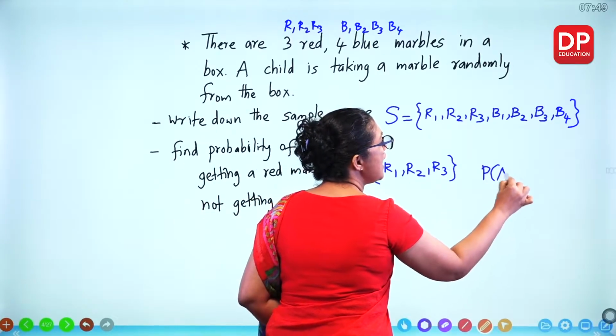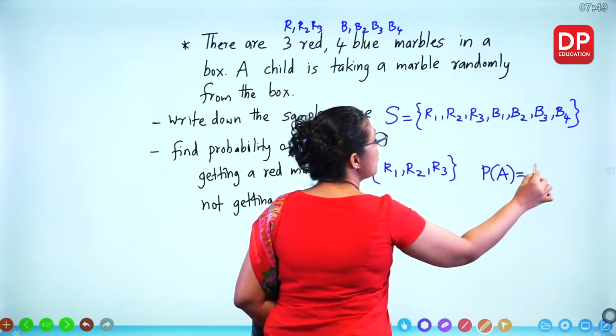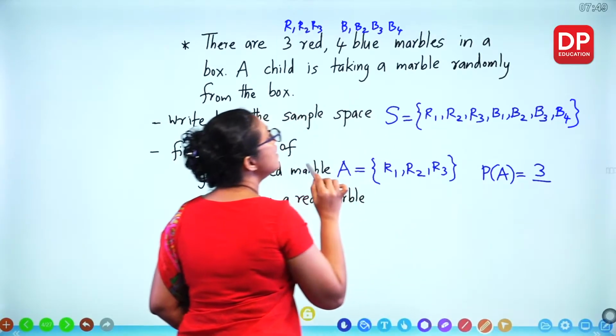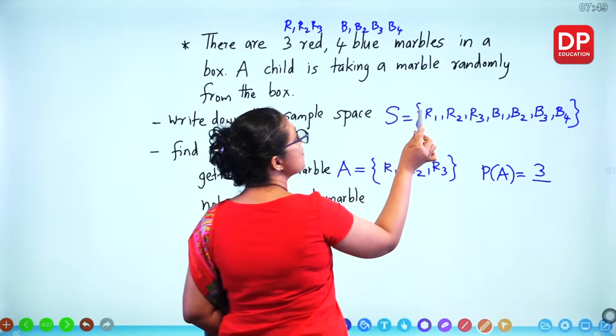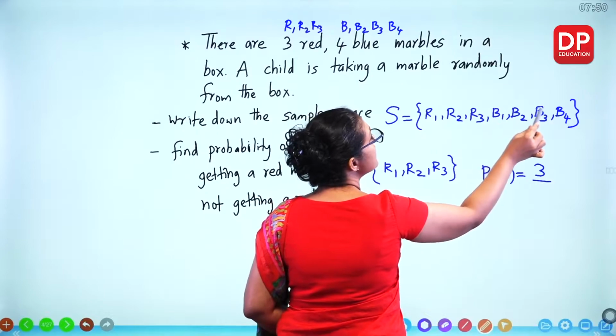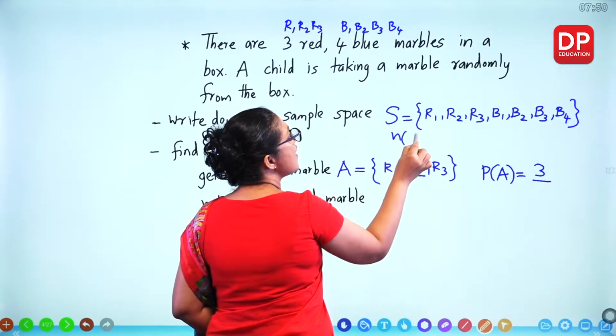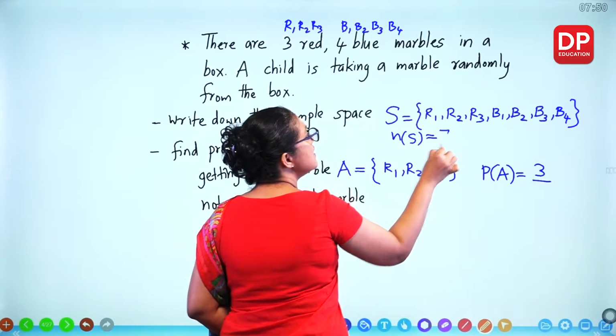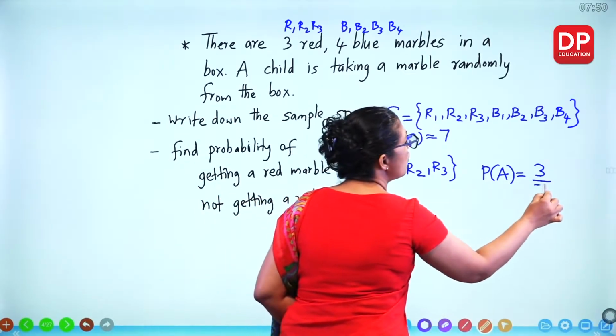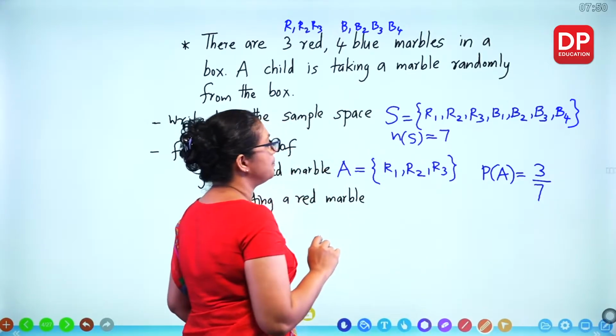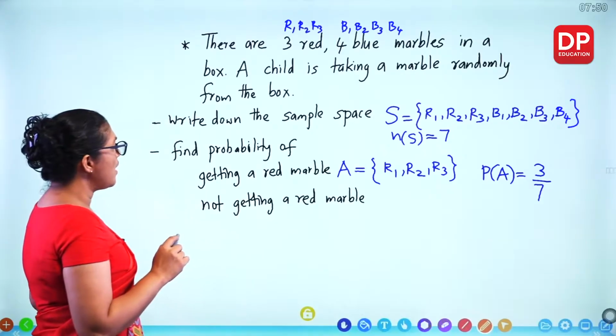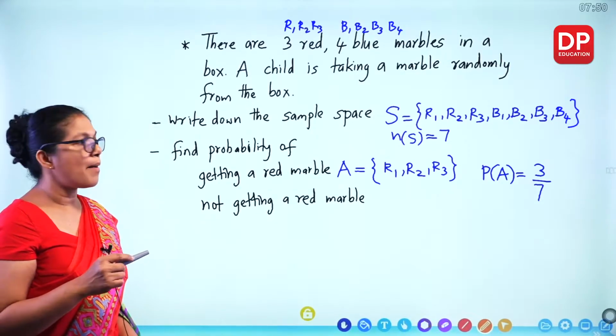So here, what's the probability? Probability of getting A is 3 outcomes over total number of outcomes. 1, 2, 3, 4, 5, 6, 7. So here we can write n(S) equals 7. So 3 over 7.